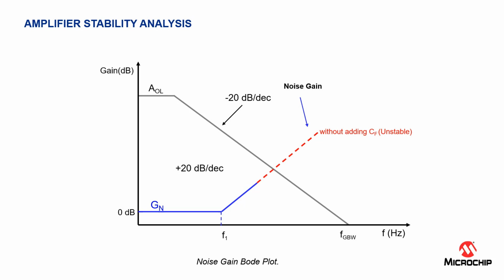On the other hand, for a stable Photodiode amplifier, the net slope between the noise gain and open loop is equal to plus 20 dB per decade as shown on the screen. Where the solid line of the noise gain intercepts the curve of the open loop, the solid line shows the noise gain curve with adding the feedback capacitor.